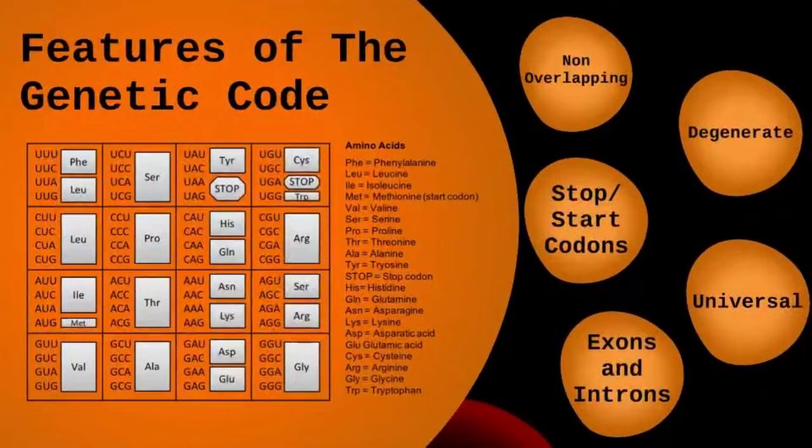Another feature of the genetic code is that we have start and stop codons. So when, for example, you have a codon such as ATG, this triggers the start of a gene being translated into a protein. And similarly, we also have stop codons. When you reach a stop codon, it tells the machinery synthesizing that protein to stop adding amino acids to the end.